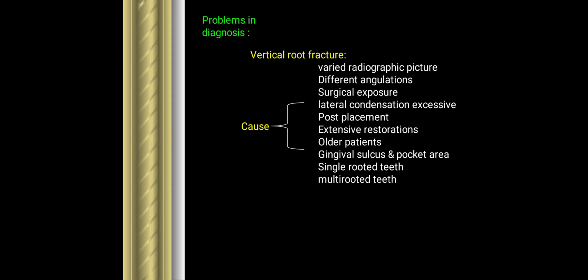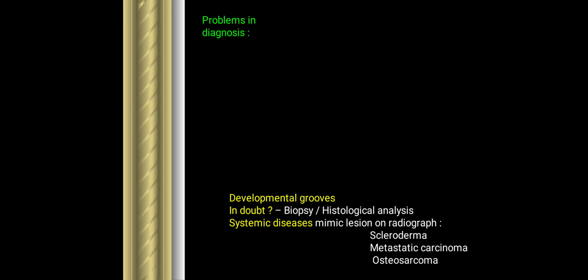Here are the problems which can be encountered during the diagnosis. Coming to the vertical root fracture, it will have a very varied radiographic picture, and different angulations are required. Rest of all not important. Developmental grooves can cause a problem in the diagnosis. Biopsy and histological analysis will be done in such cases.